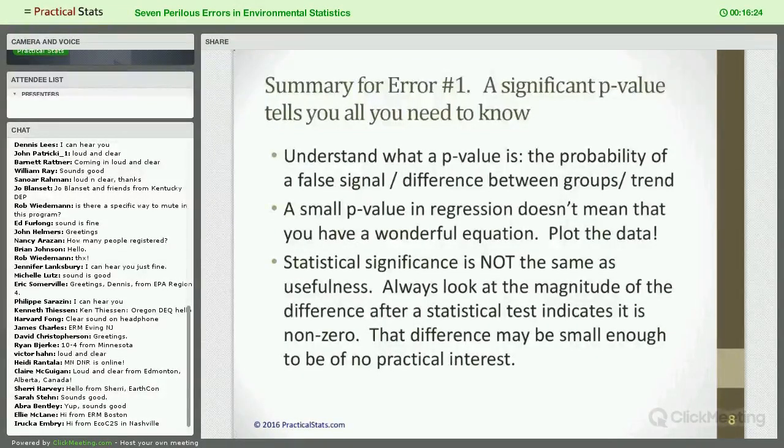So just to summarize here, number 1, the significant p-value does not tell you all you need to know. First, understand what a p-value is. It's the probability of a false positive, a false statement of difference or trend or correlation when there really is not one out in the field. And that small p-value doesn't mean you have the best equation, if this is a regression, that you could come up with, so you need to do some work, even if the p-value is small, and see whether the model fits the data very well. And a small p-value doesn't tell you that the magnitude of difference is anything that you might care about or would be useful, or you would decide to do anything about it. So statistical significance is not the same as usefulness.